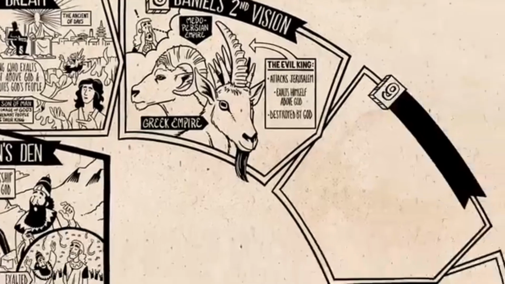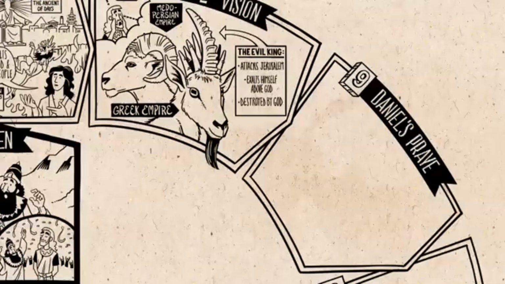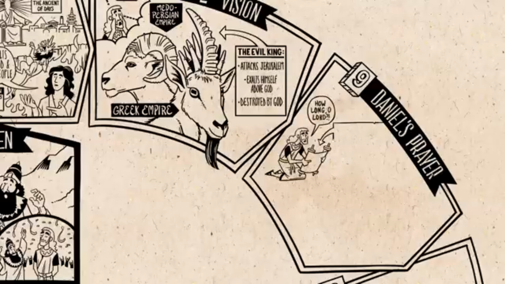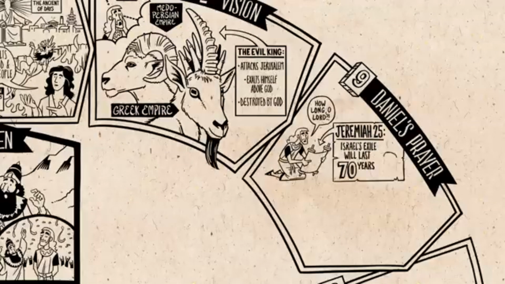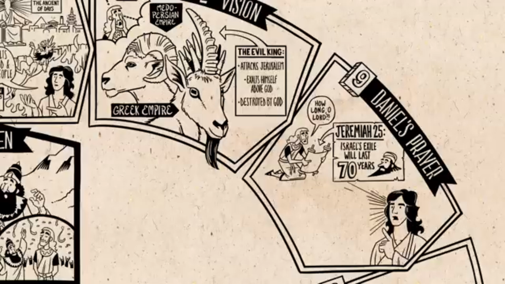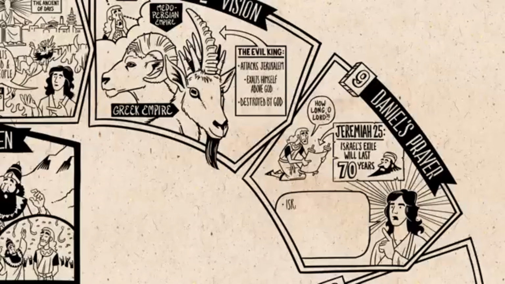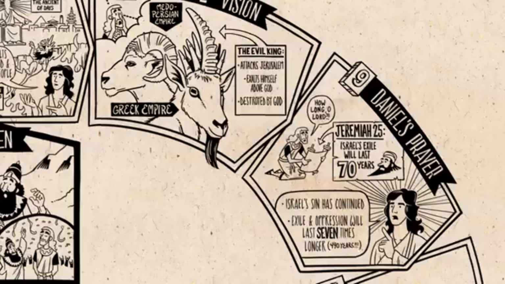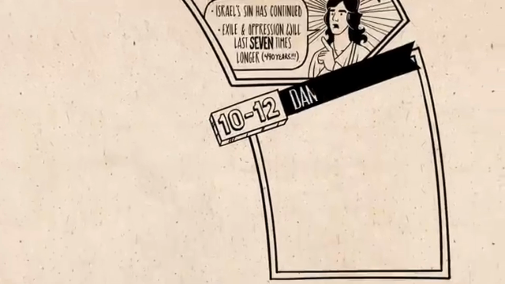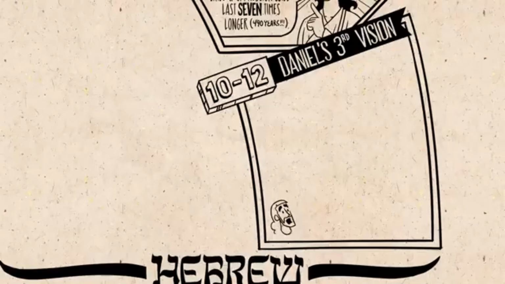Now, by chapter 9, Daniel is very puzzled, especially as to when all of this is going to take place. And so he consults the scroll of the prophet Jeremiah, where God said that Israel's exile would only last 70 years. So for Daniel, the 70 years is almost up. And so he asks God to fulfill his promise soon. But an angel comes and informs him that Israel's sin and rebellion has continued. And so their time of exile and oppression will continue on seven times longer than Jeremiah envisioned. Daniel is deeply disturbed by this, and he has one final vision.